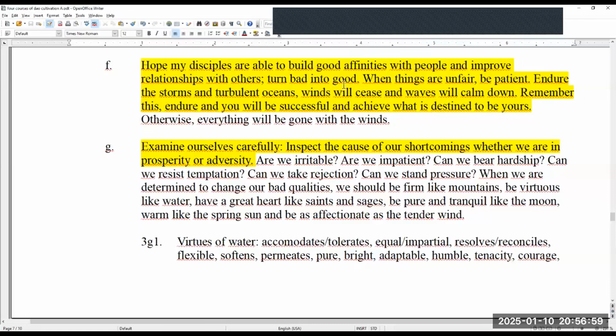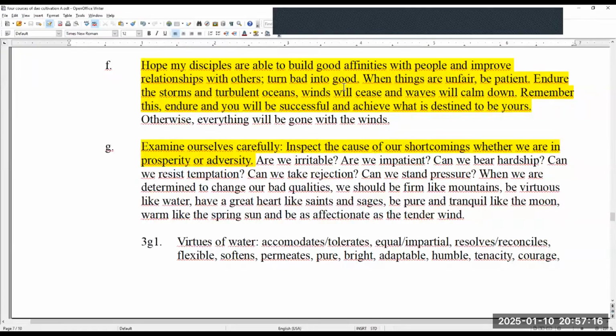Turn bad into good. When things are unfamiliar, be patient, endure the storms and turbulent oceans. Winds will cease and waves will calm down. Okay, remember this: endure and you will be successful and achieve what is destined to be yours.